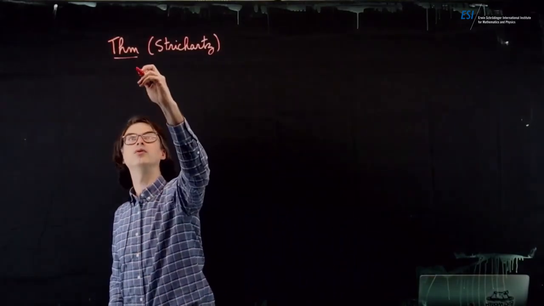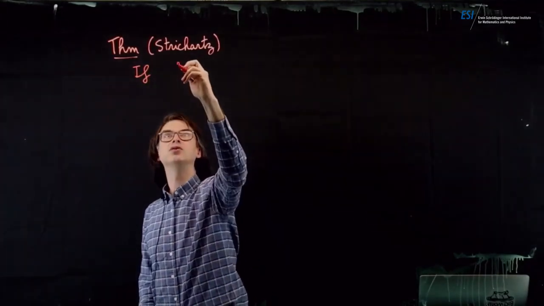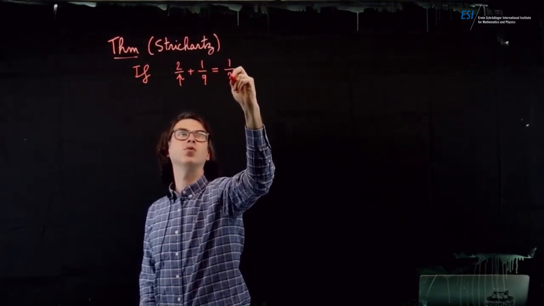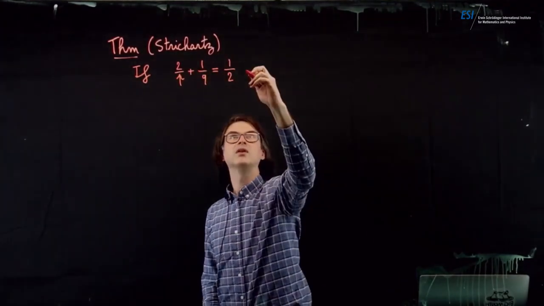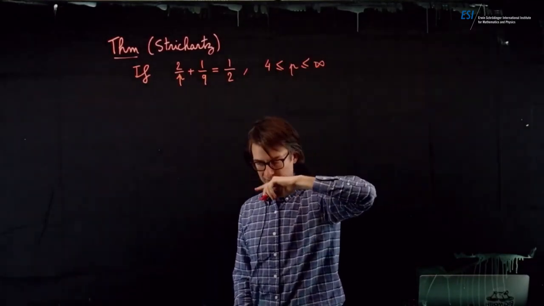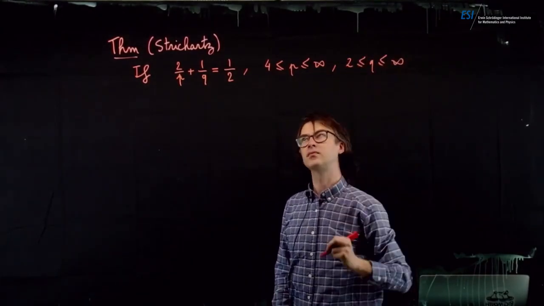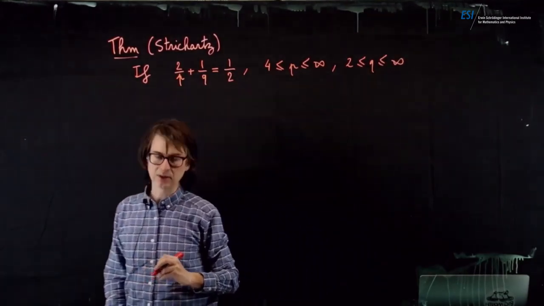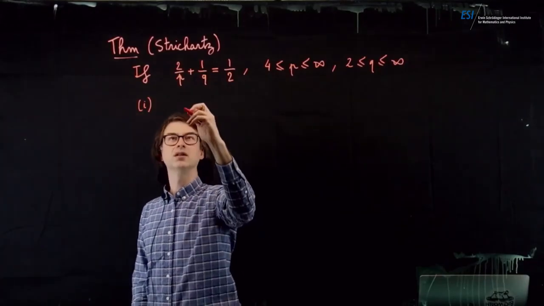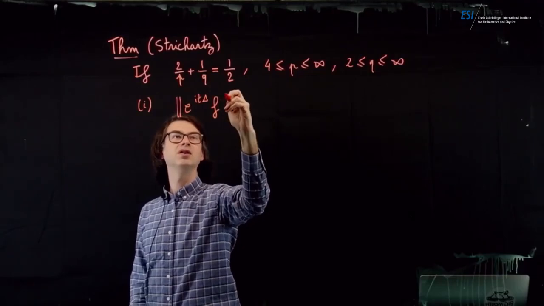So the exponents have to satisfy the following condition: 2 over p plus 1 over q equals 1/2. p lies between 4 and infinity, and q lies between 2 and infinity. Okay. So then there are 3 points. The first one is about the linear solution.